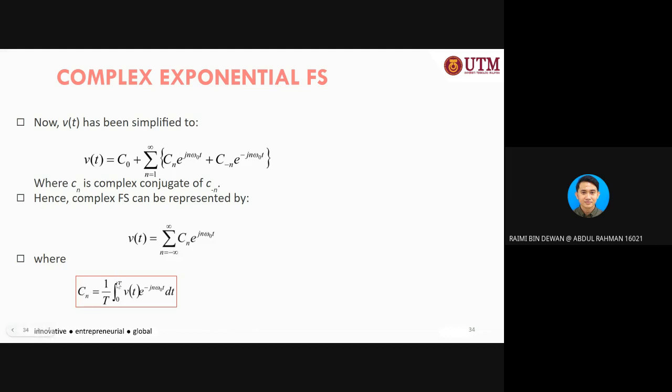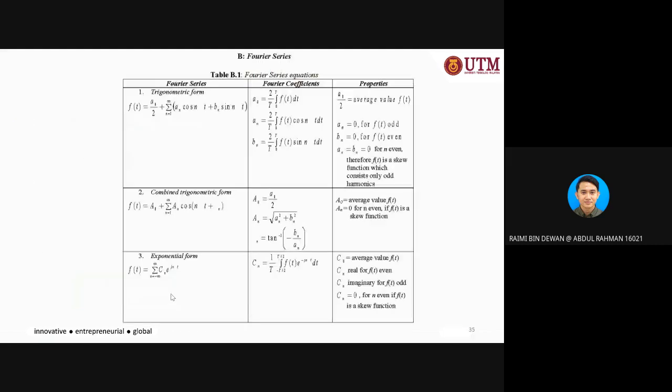Where cn is actually 1 over T, the integration over a complete period T, of v(t) e^(-j n omega naught t), integrated with respect to t. So this is the equation that is given to you. Sorry, I'm sleepy. This is your trigonometric form, where you have cos and sine. This is the combined trigonometric form. Combined means you combine both of these to have cos. Then you have the exponential form, obviously with the exponent term.